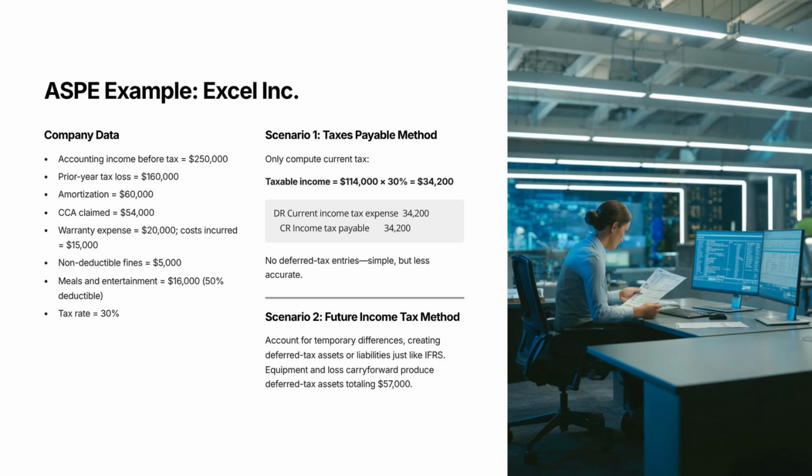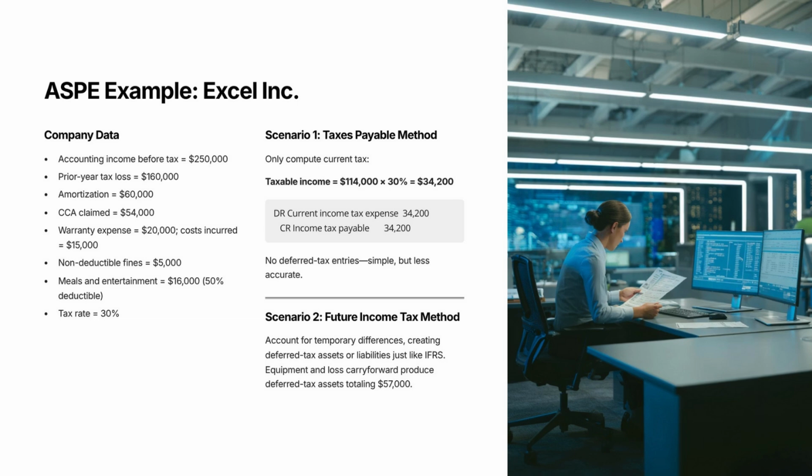So with all of that, let's walk through two approaches. Under Scenario 1, we only look at the current tax payable. No deferred taxes here. When we adjust the accounting income to get taxable income, we end up with $114,000 of taxable income. Apply the 30% tax rate, and the current tax expense is $114,000 times 30% equals $34,200. And that's it. No deferred tax under this method. It's simple, but not as precise because we're ignoring future tax effects.